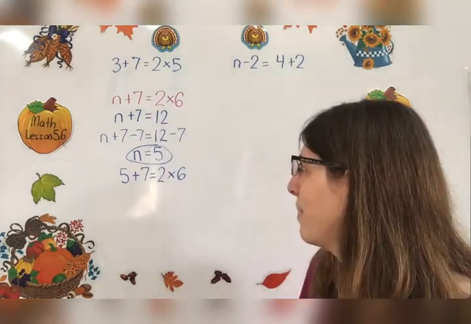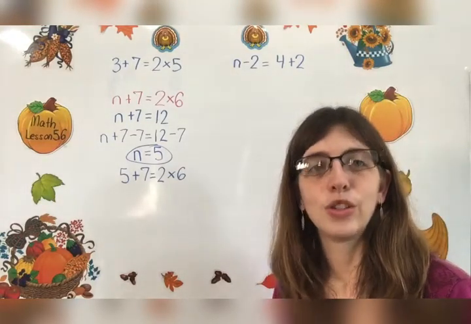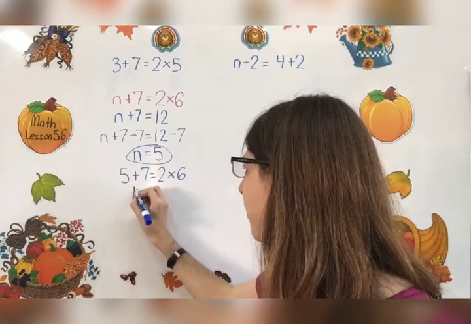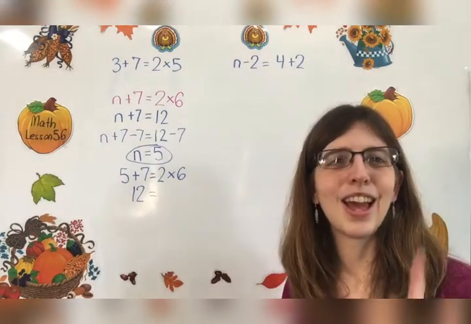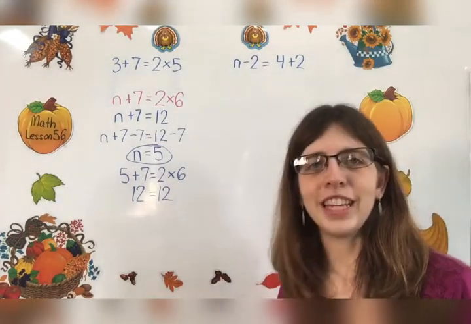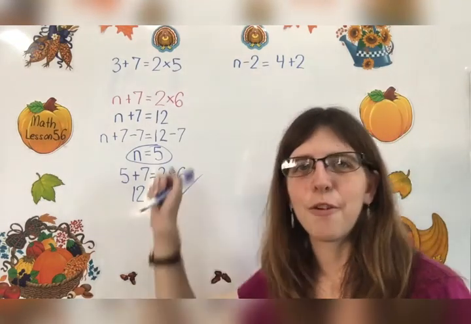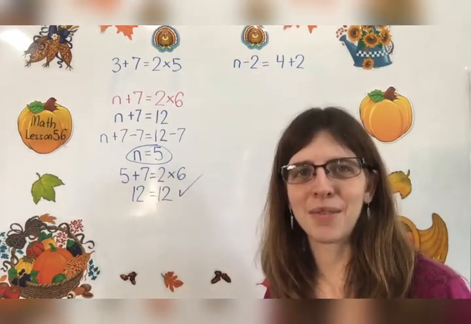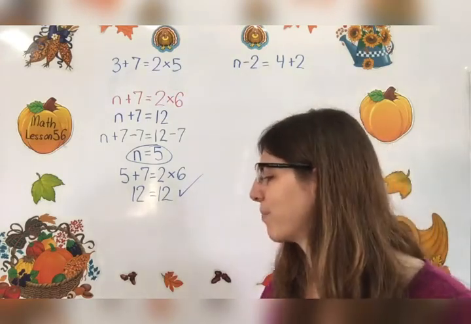Okay, let's solve it. 5 plus 7 is 12. Very good. 2 times 6 is 12 too. 12 equals 12, so my problem is correct. N equals 5 is the right answer. All right, let's try another one.